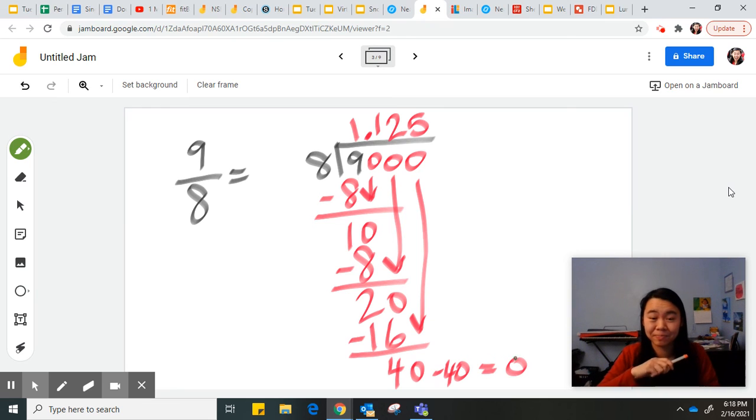So I am done. Okay, so there are my 3 practice problems of doing long division. One last thing. What is 9/8 as a decimal? It is 1.125.